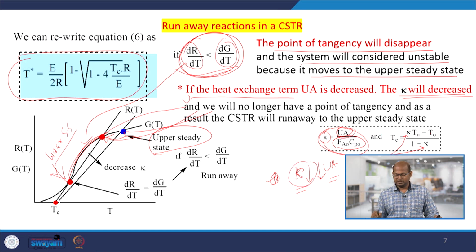If kappa decreases, then the corresponding Tc value will also change. In that case, if the heat exchange term UA is decreased, kappa will decrease, and we will no longer have a point of tangency, and as a result the CSTR will run away to the upper steady state. So the upper steady state will be reached under these conditions.